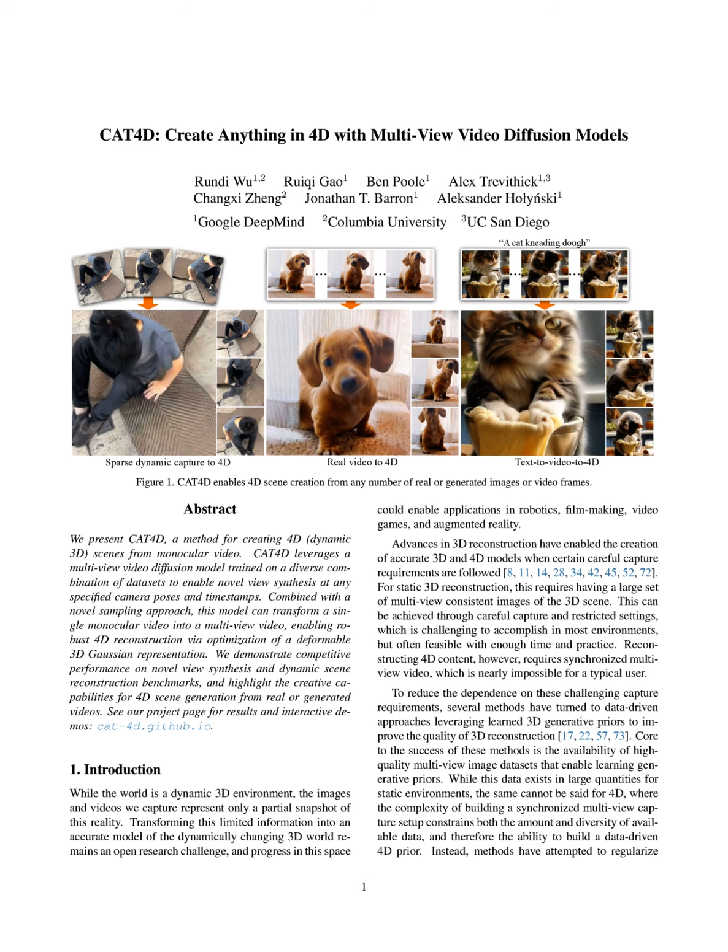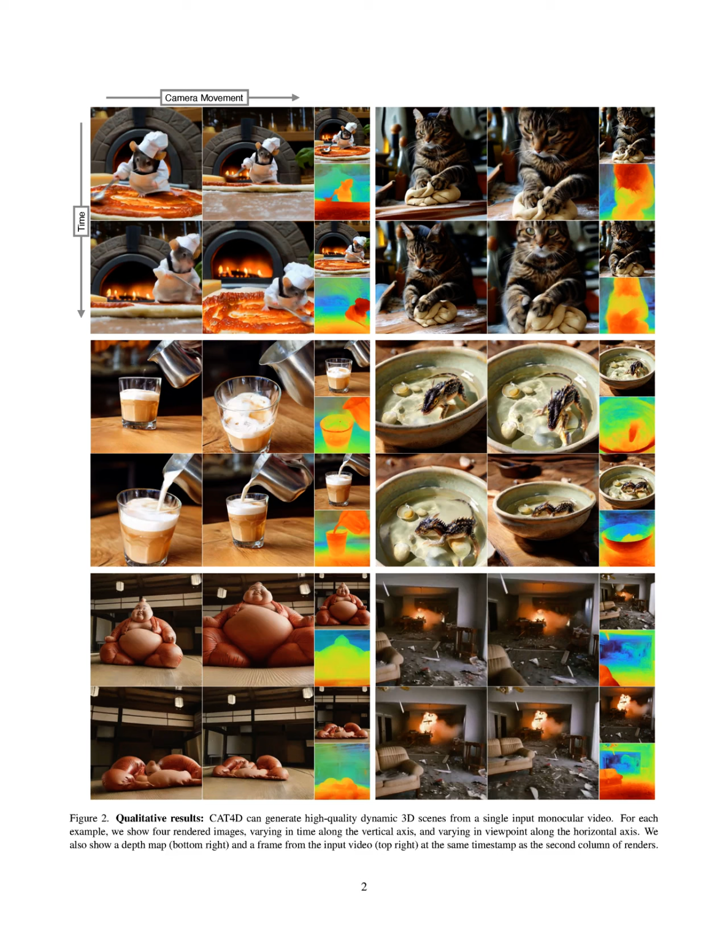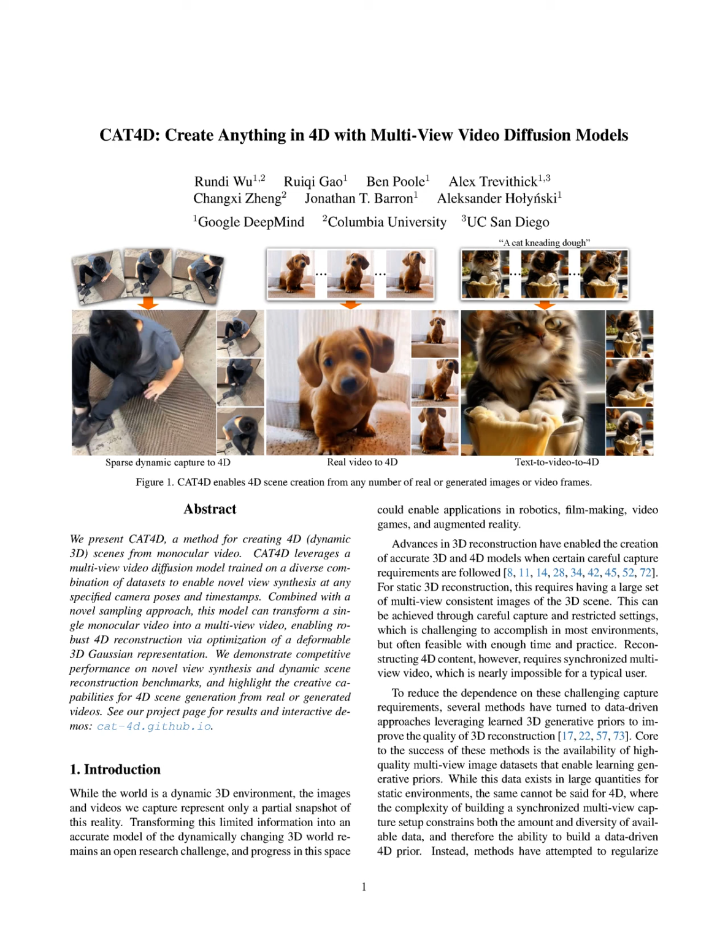The CAT4D method aims to solve the problem of 4D reconstruction from monocular video inputs, specifically addressing the challenges posed by the lack of synchronized multi-view video data for dynamic scenes. Unlike existing approaches that often require multiple synchronized videos or additional supervisory signals, like depth maps or segmentation masks, CAT4D utilizes a multi-view video diffusion model to transform a single monocular video into consistent multi-view videos. This allows the model to generate images at novel viewpoints and times without relying on extensive external data.